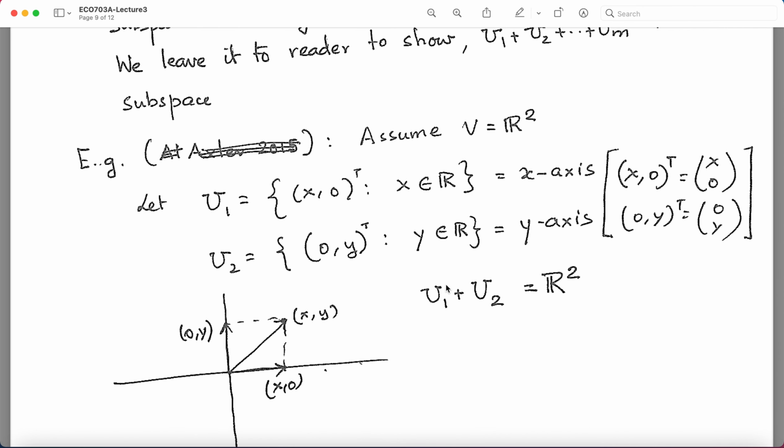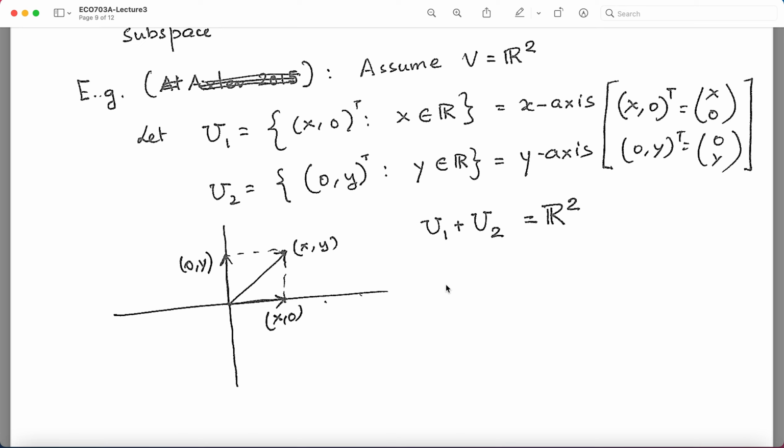So, again you take the x axis and y axis. Observe that you take any element x y, and you can always write it as x 0 plus 0 y. And for every x y in R2, there is this unique way of writing it in the form x 0 plus 0 y. So, here we are saying R2 is a kind of direct sum of U1 plus U2. I am just using the terminology direct sum right away. We can talk about it later on, what the direct sum is in a more precise way.